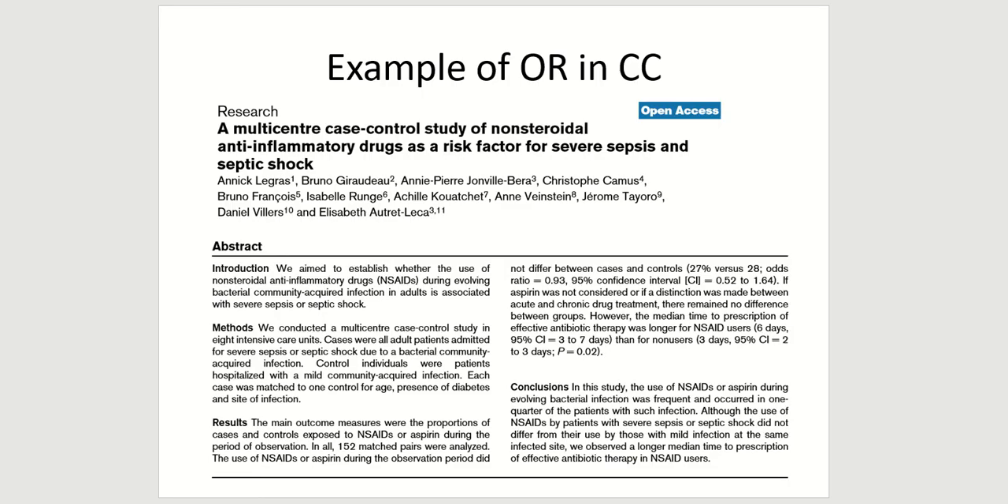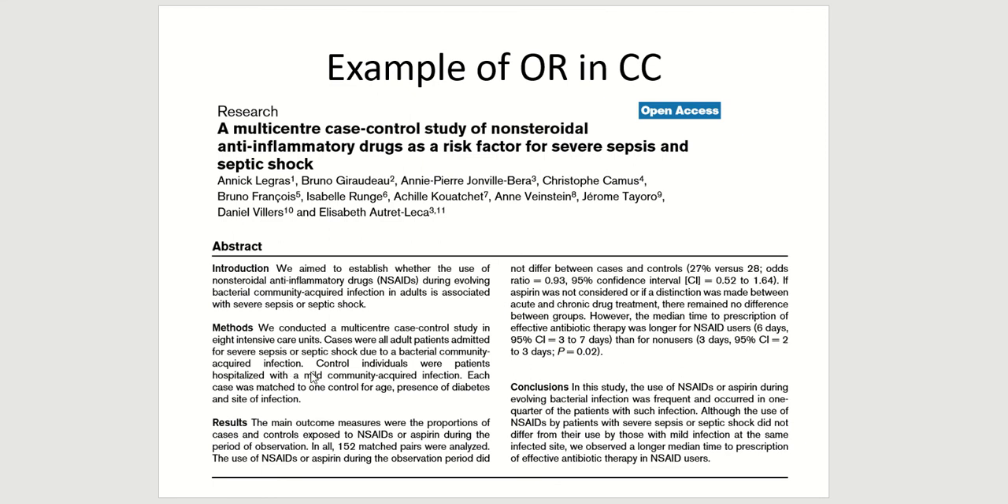Next, I have an example of odds ratios from the literature. So the example is a multi-center case control study for non-steroidal anti-inflammatory drugs as a risk factor for severe sepsis and septic shock. I'm not sure about the risk factor. The word risk here does not fit in the design, but anyway, let's look at how they did it. We conducted a multi-center case control study in 8 intensive care unit cases. So they looked for cases and they looked for controls. Cases were all adult patients admitted for severe sepsis or septic shock due to bacterial community acquired infection.